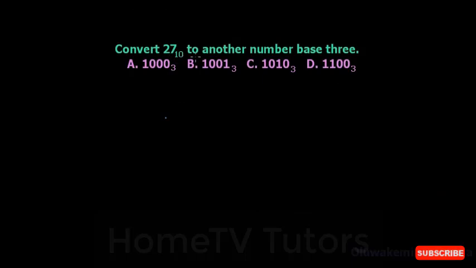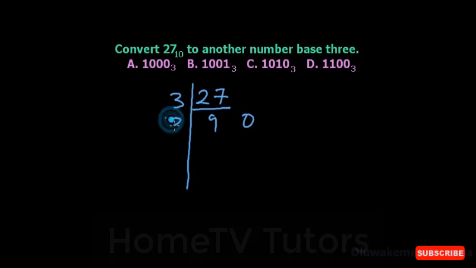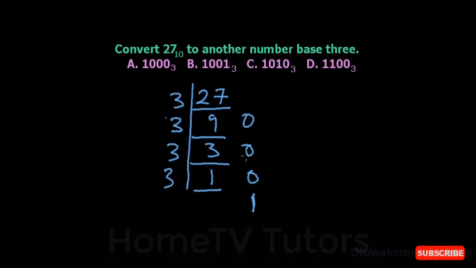Convert 27 base 10 to a number base 3. So we have 27 to be divided by 3. So 3 in 27, 9, remainder 0. 3 in 9, 3, remainder 0. 3 in 3, that's 1, remainder 0. 3 in 1, not possible, so you bring down the 1: 1 0 0. So option A is the right answer.